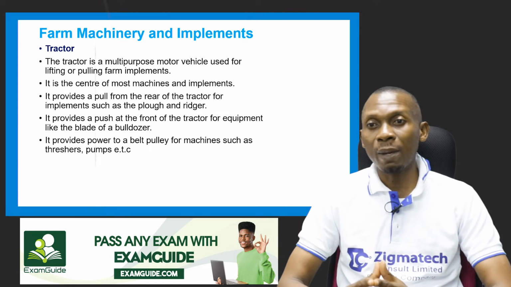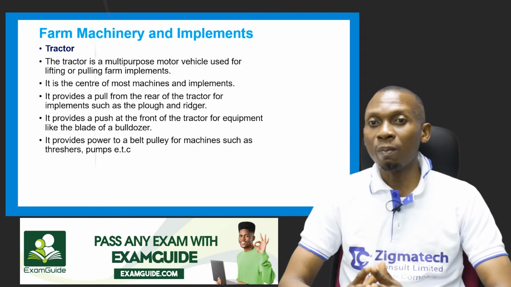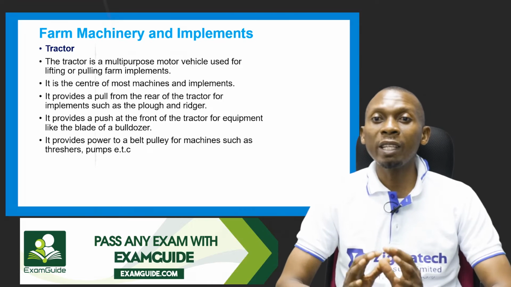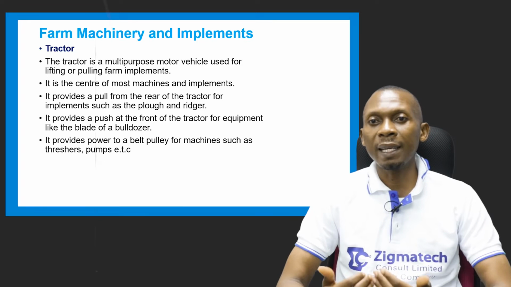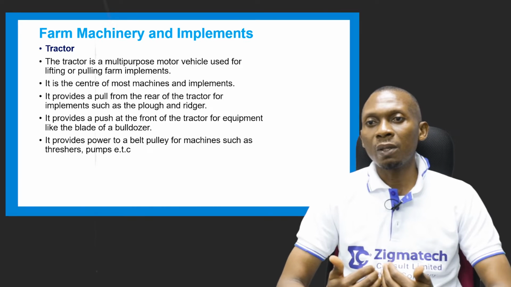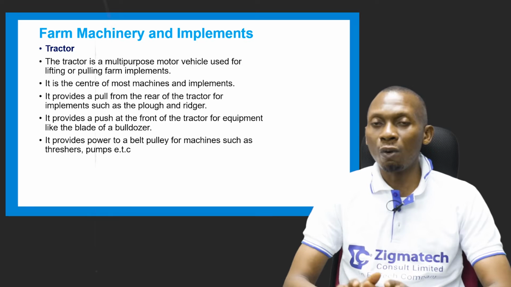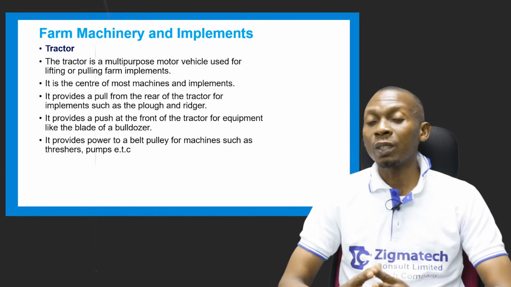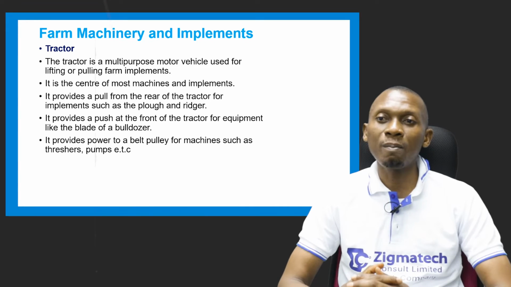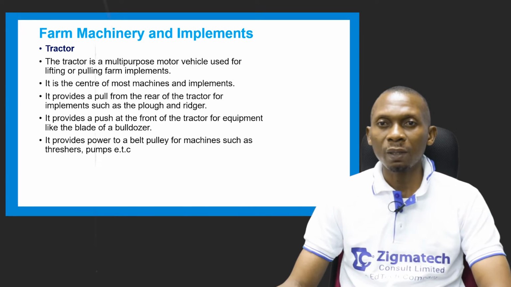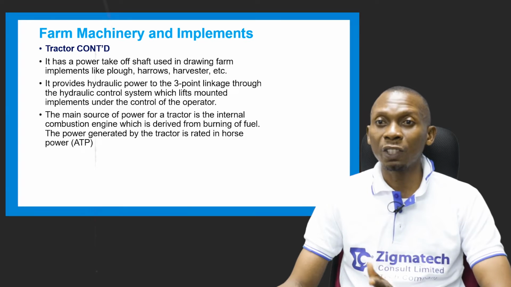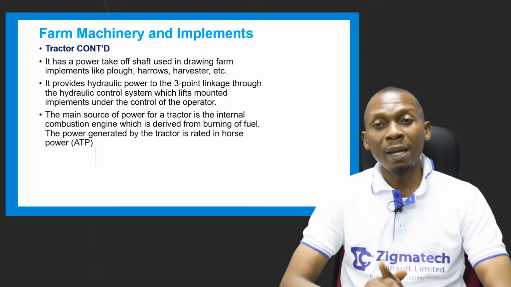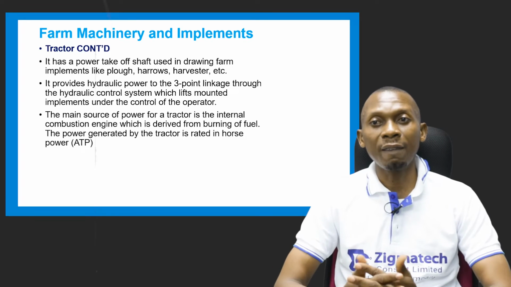If you have in mind, the bulldozer is an equipment that you can understand this aspect of the tractor having a push, because the bulldozer has a blade in front of it, and so in this case you can say that the tractor or the motor vehicle pushes the blade forward, so it provides a push at the front. Then the tractor also provides power to belt pulleys for machines such as threshers and pumps. Now it has a power takeoff shaft, and what's the purpose of the power takeoff shaft? Is to draw farm implements like the plows, the harrows, and the harvesters.